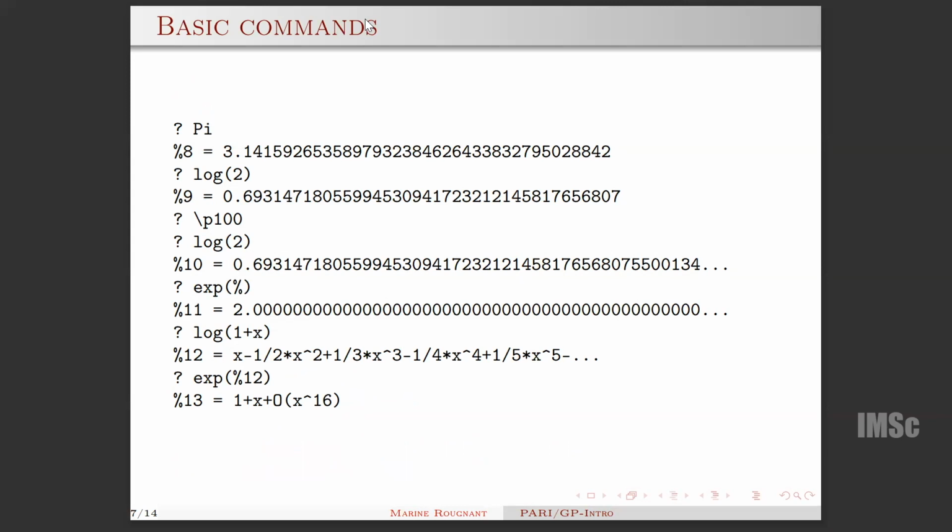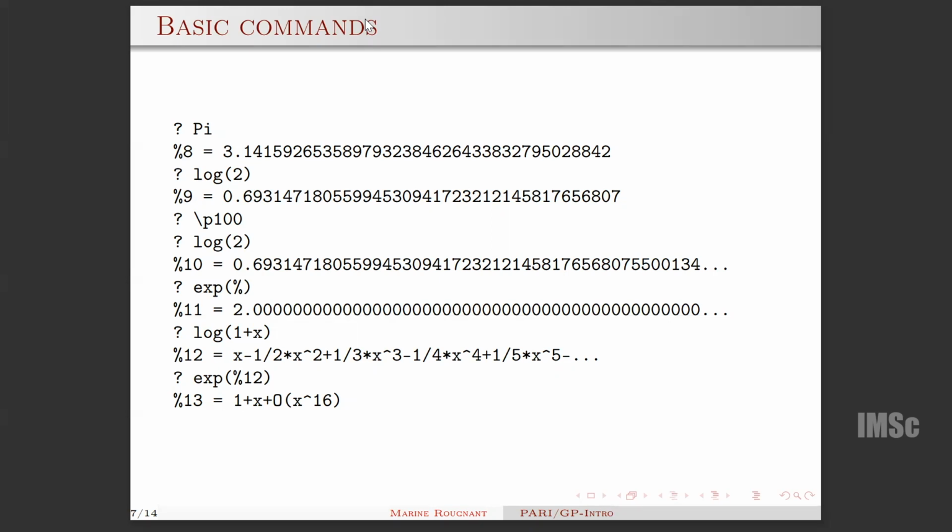So you also have your favorite constants. I mean, you have pi, you have log 2. You can choose your precision. Here I can just have more precision if I put backslash p 100. You can specify the precision, sorry, in digits or in bytes, as you want. You can refer to the previous results by putting this % sign.